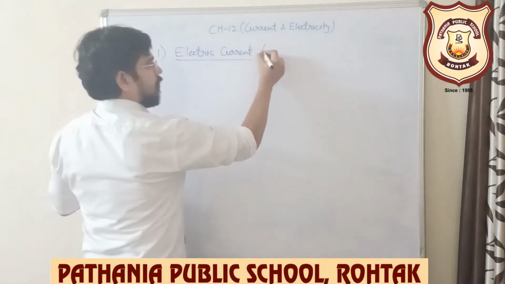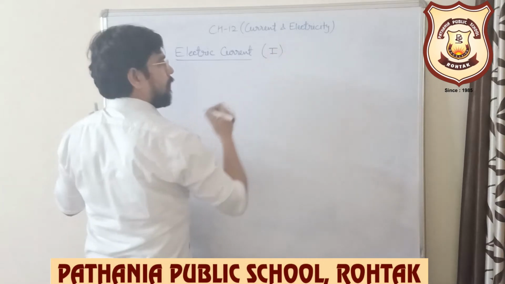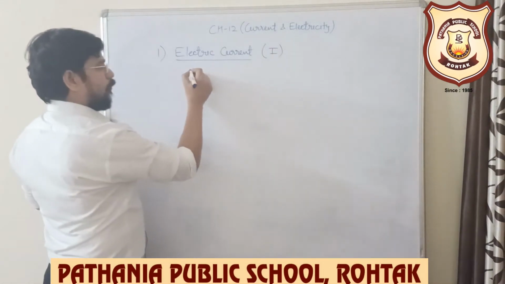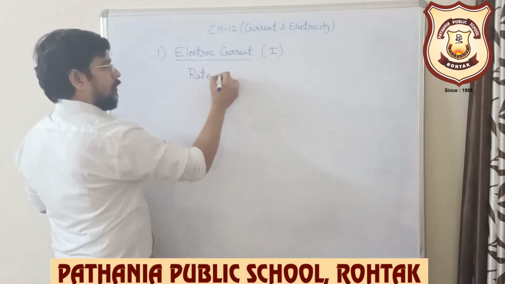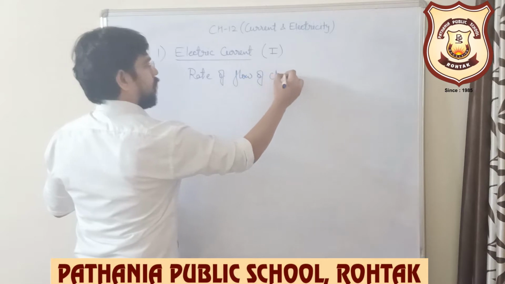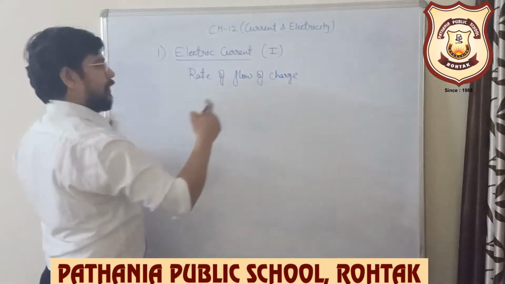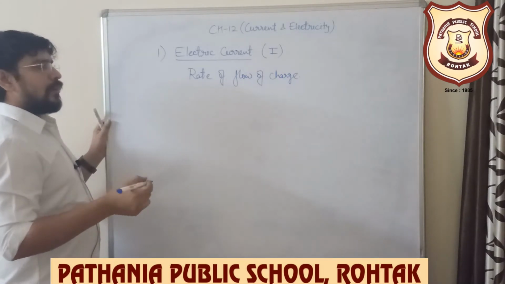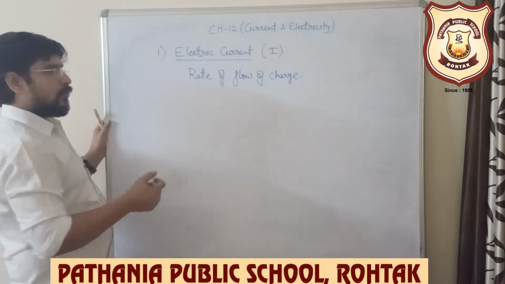Electric current we represent by the symbol I, and it is defined as the rate of flow of charge. Whenever we say rate, what does rate mean? Rate means when we divide some change in quantity by time, that is known as rate.